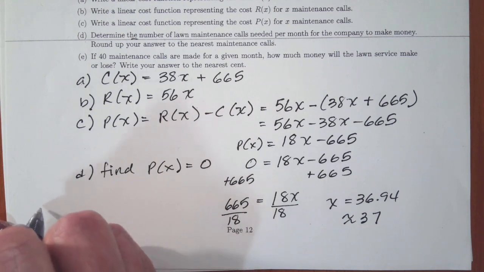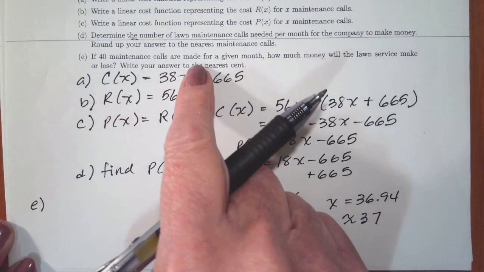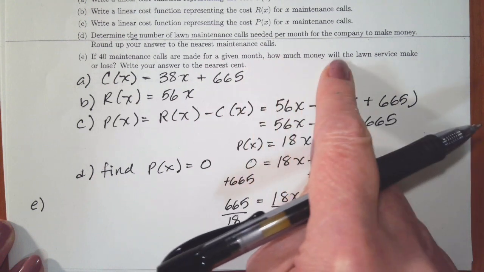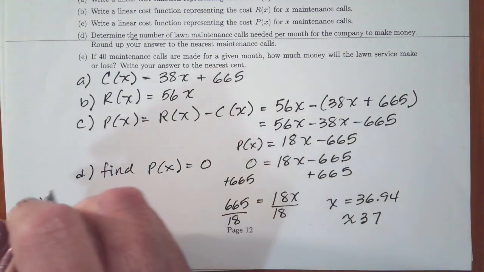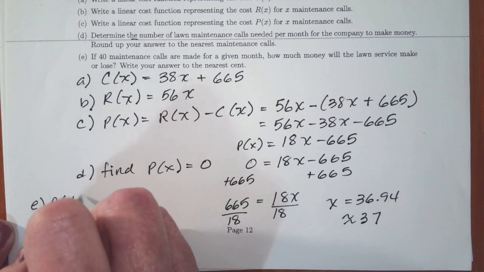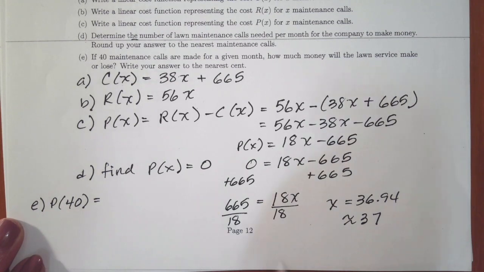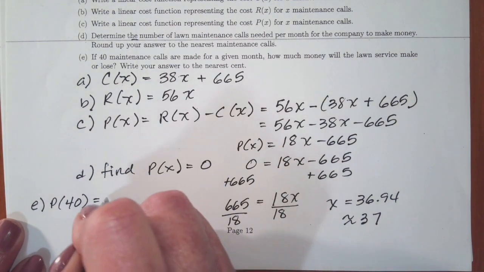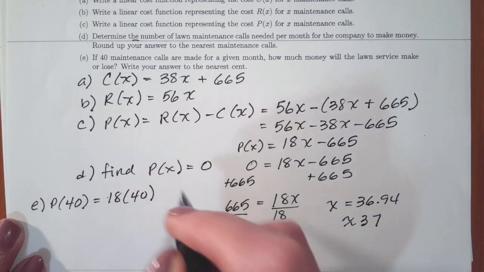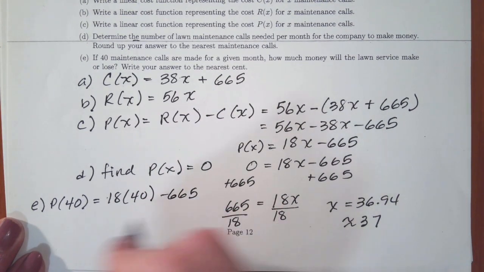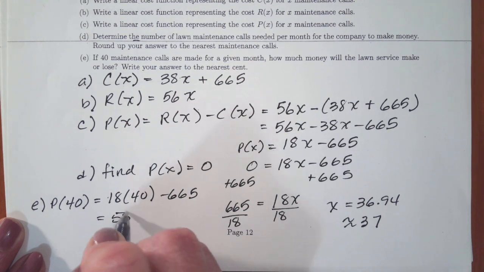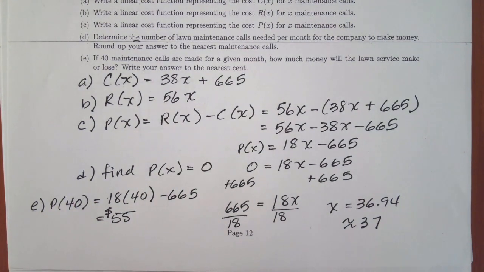Okay. And lastly, E. 40 maintenance calls are given in a given month. How much money will they make or lose? Okay, so I want to find P of 40. This is the profit if there are 40 homes. So P of 40 is 18 times 40 minus 665, which is 55. So if they do 40 homes, they make 55 dollars. All right, we'll quit here before we go on to another topic.